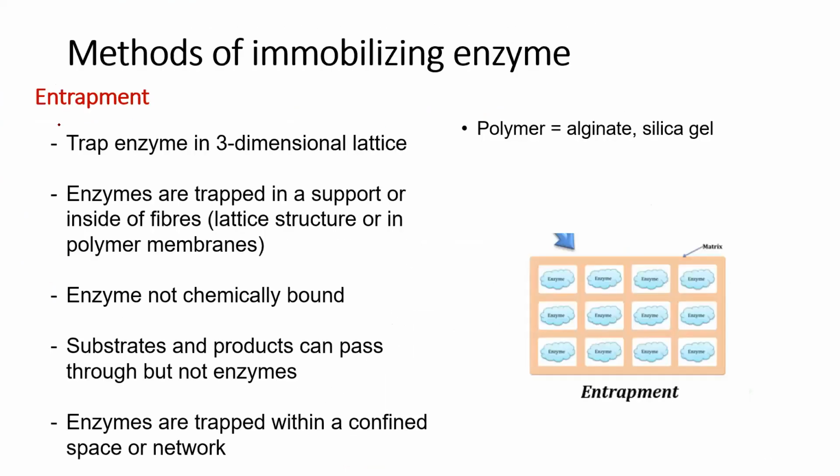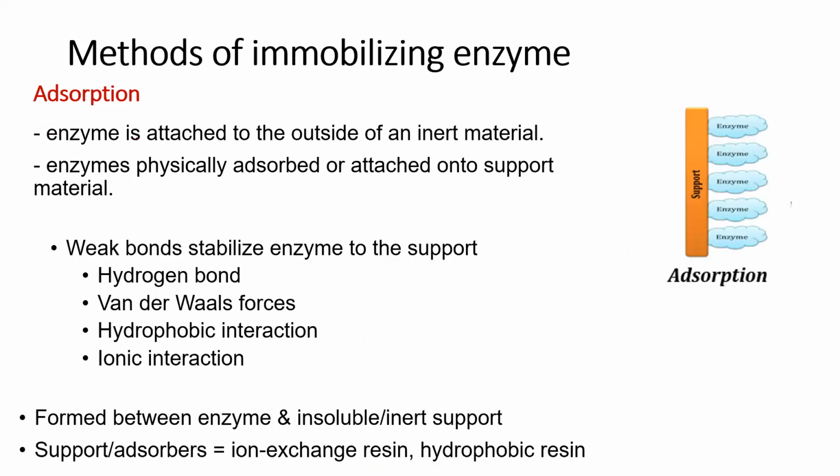Okay, so for adsorption, the enzyme is attached to the outside of an inert material. So this is the inert material, the support, that you attach the enzyme to. The attachment to the support is through the formation of weak bonds, such as hydrogen bonds, van der Waals forces, hydrophobic interaction, and also ionic interactions, formed between the enzyme and the insoluble or inert support. So the material for the support can be made up of ion exchange resin or hydrophobic resin.